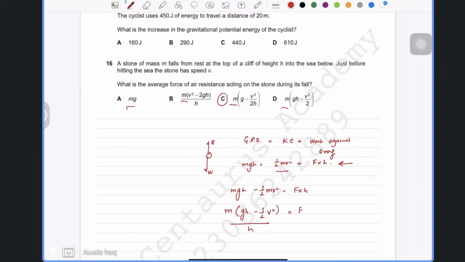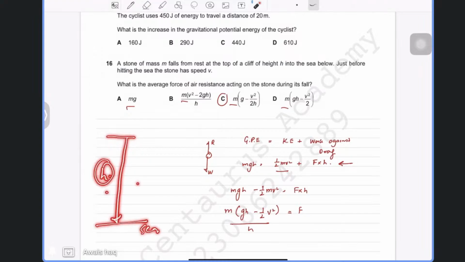Yes, sir. Okay, so what I've done is, if you look at it, I know that if it's falling from the cliff to the sea, then it has fallen this much height. You agree? At this point, the object will have gravitational potential energy, which is basically going to go into kinetic energy, but also it is going to do work against friction. Do you understand?